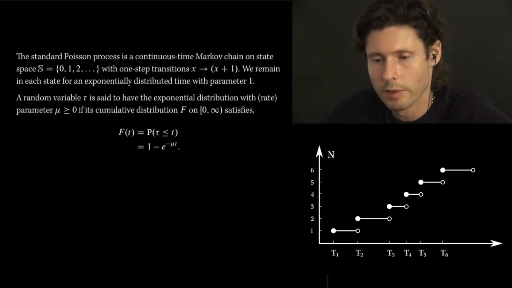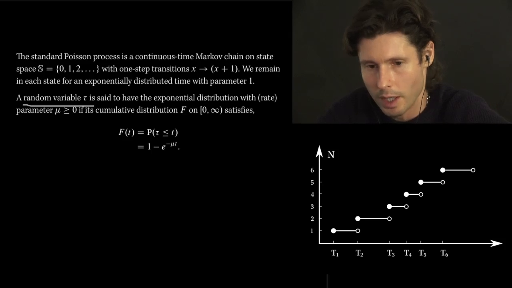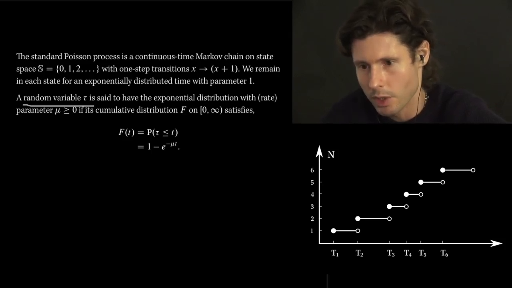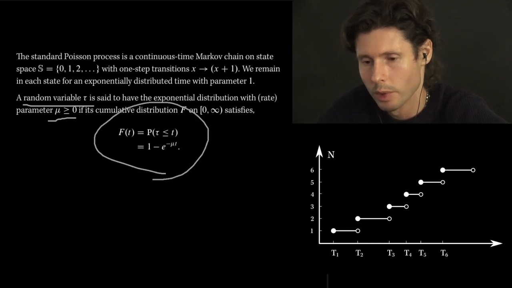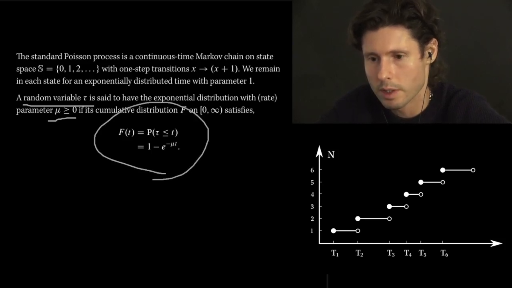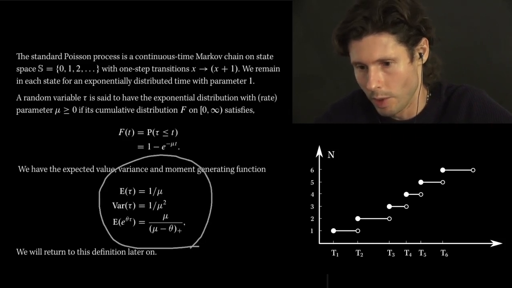So here's the general definition of an exponential distribution, which I'm sure you're familiar with. If we're looking at a random variable tau, and that random variable has the exponential distribution with some rate, let's say mu, not necessarily 1, but just some arbitrary rate mu, this would be the cumulative distribution function for this random variable. And you notice that it's non-negative, so it's modeling a time, which we intuitively think of as something non-negative.